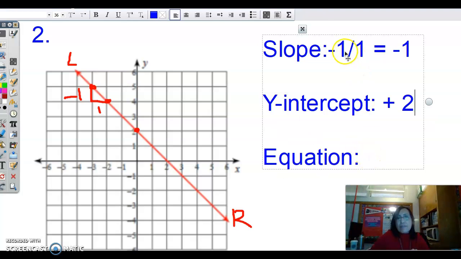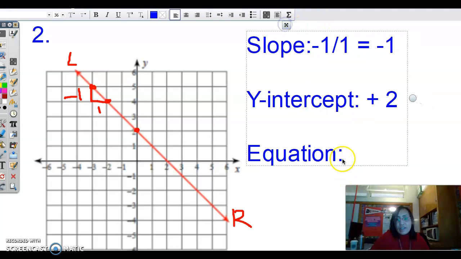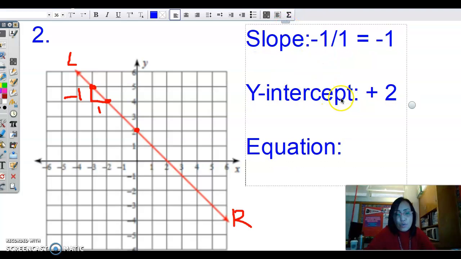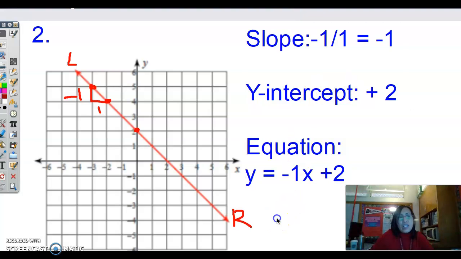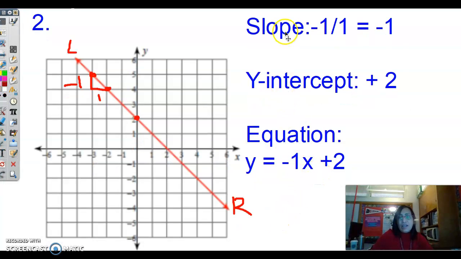Now I have my slope and I have my y-intercept. The next step is to write the equation. So my equation would be y equals slope, which is negative 1, times x, and then the y-intercept, which is plus 2. That's my equation, and now I am done. I use that slope and that y-intercept to write my equation, and that's how you write an equation from the slope that you find.